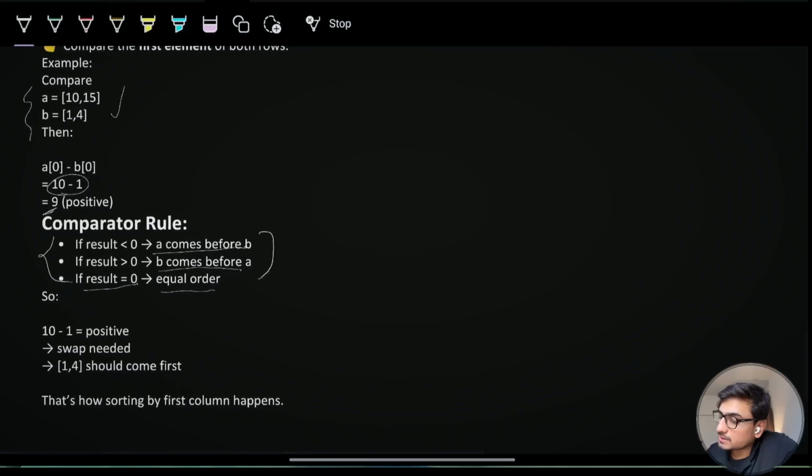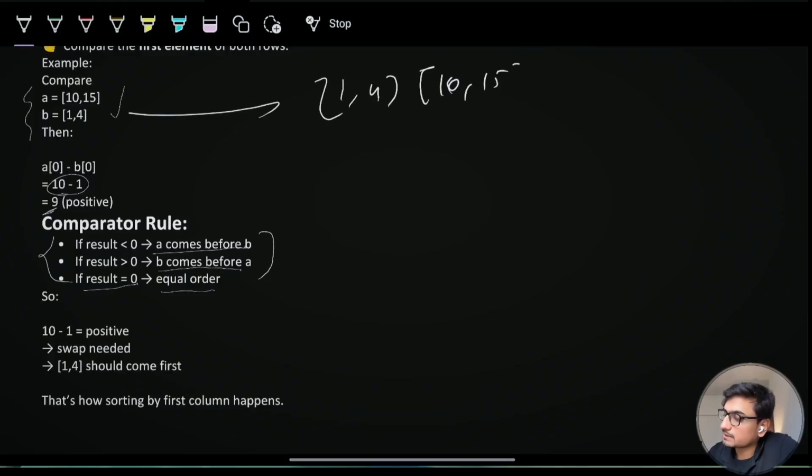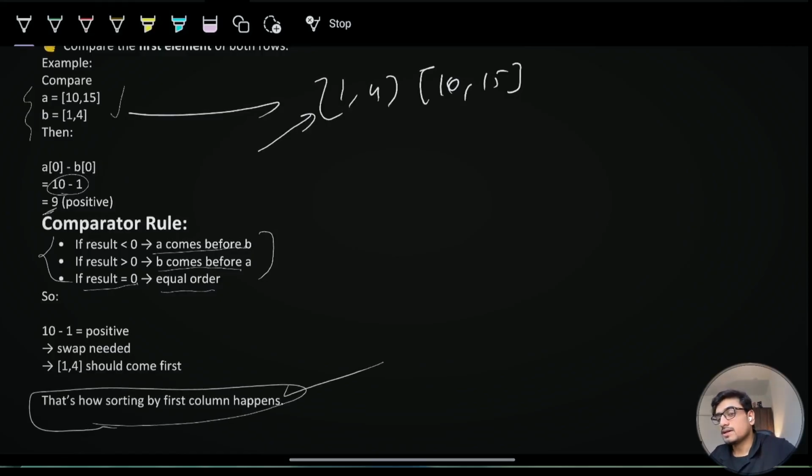So 10 minus 1 is a positive number, then definitely a swap is needed, right? And this will result in 1 4 first, and then 10 comma 15 at the later stage. And that is how our code is also working in custom sorting these particular 2D arrays, right? That's how sorting by the first column happens, right? I hope that makes sense.